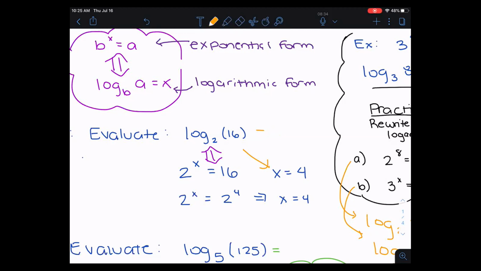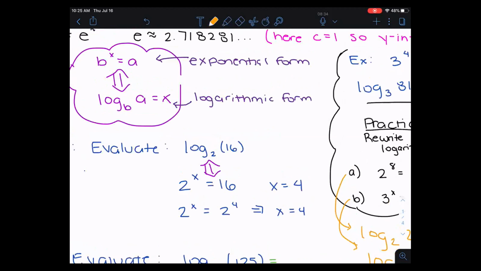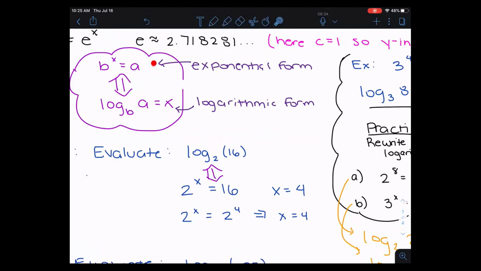But another way of doing it, which shows a little bit more steps, is by changing the logarithmic form back into exponential form. So you're going to turn it into 2 to some exponent is equal to 16.